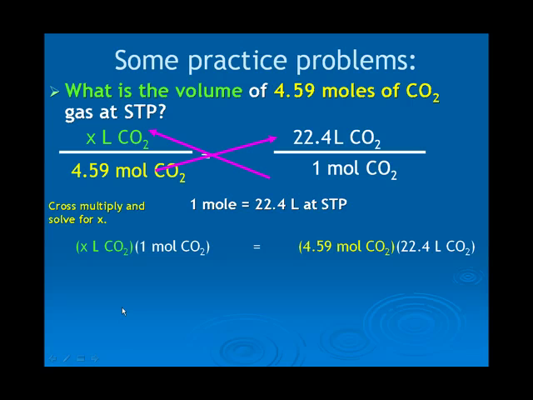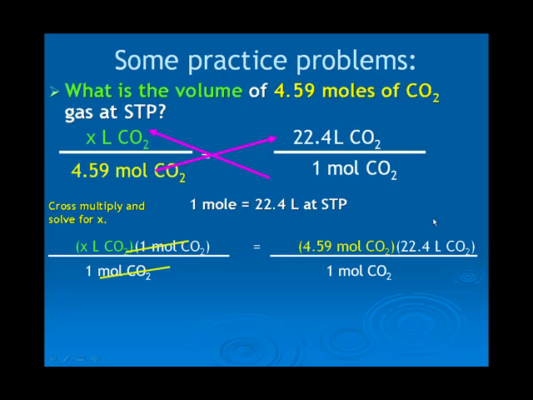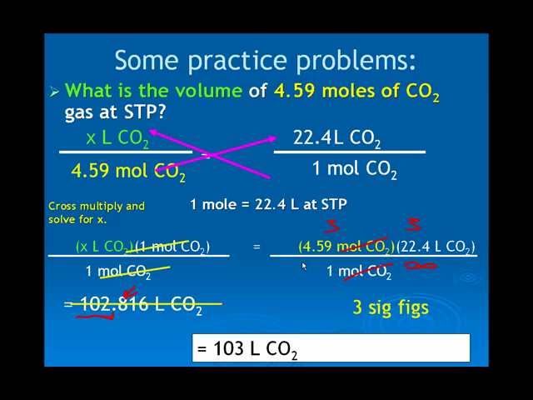We want to get X by itself, so we need to cancel the 1 mole. That's going to cancel the moles of CO2 there. And when you multiply 4.59 times 22.4 liters, this is what you get, 102.186. Check our sig figs. I've got 3 sig figs, 3 sig figs, infinite. So I'm going to round my answer to 3 sig figs. That means I get to keep the 102. I look to the next number to round. It's an 8. 8's round up. So 103 liters of carbon dioxide gas. That's all there is to it.